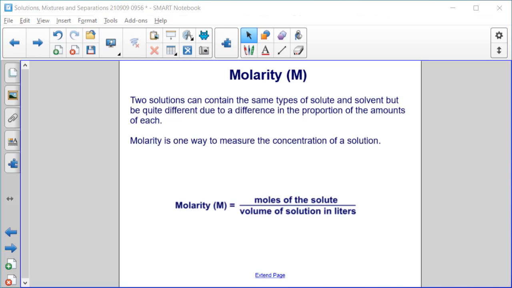concentrated. Molarity is one way to measure the concentration of a solution, and it is given by the following equation. Molarity, capital M, is the moles of solute, so in our example, the moles of salt, divided by volume of solution in liters. So often we'll be talking about water, the volume of water in liters.